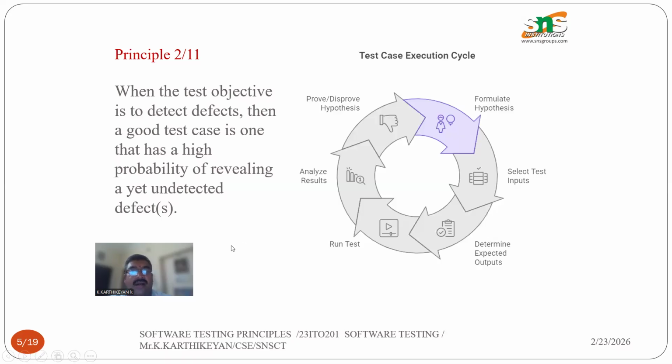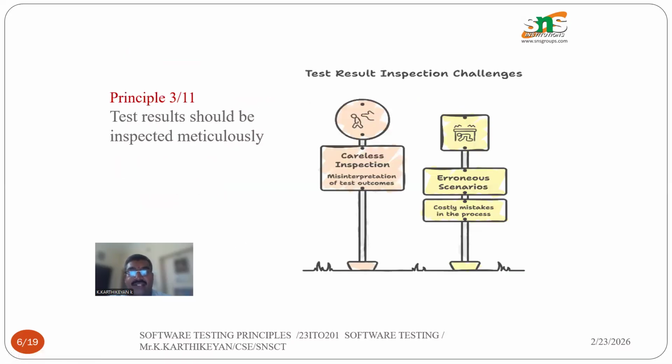So, third principle: test the result, inspect the results carefully. Suppose, as an example, you are buying a laptop or mobile, or a mobile app. You can check the condition. Test results should be inspected meticulously.